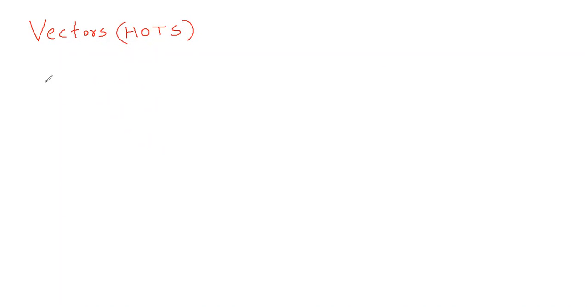So the first one is: prove that the sum of all vectors drawn from the center of a regular octagon to its vertices is a zero vector. We'll do that also. The first one, what they're telling us, is to prove that the sum of all vectors drawn from the center of a regular octagon to its vertices is the zero vector.